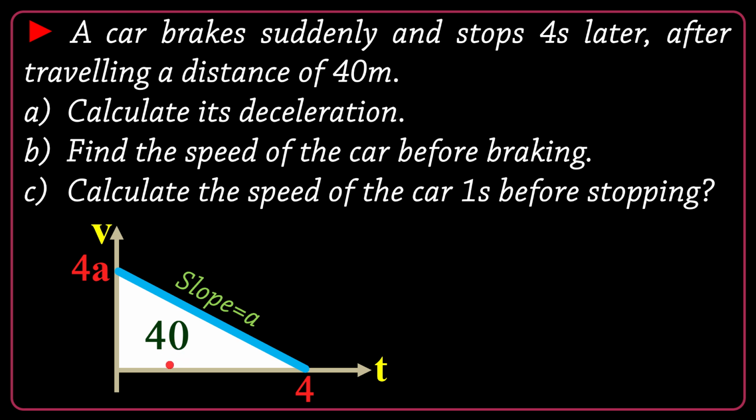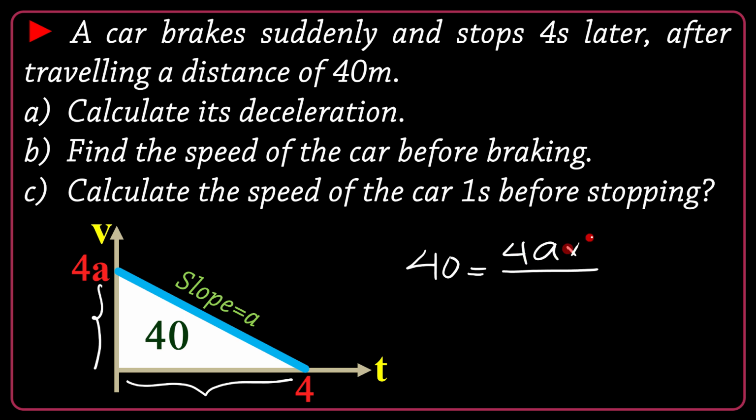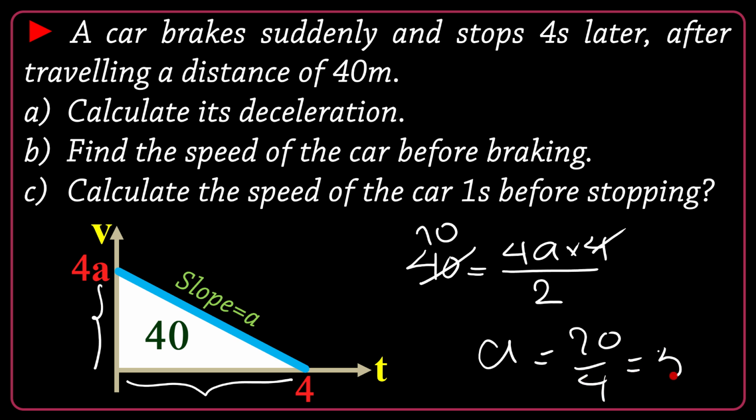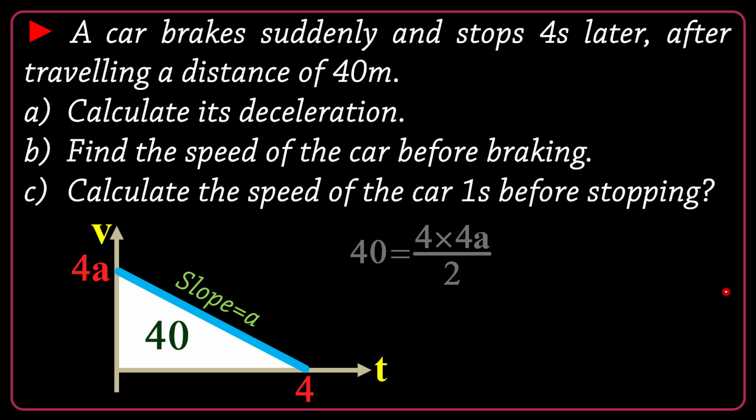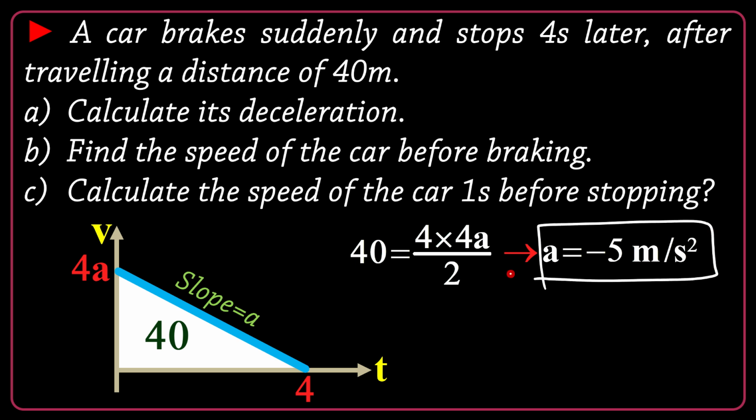Then I use the area under the graph. The area under the graph is 40, and it's a triangle. So 4a is the height times the base, 4, divided by 2. That's all. So 40 equals 8a... acceleration will be 20 over 4, so it's 5. But it will be negative 5 meters per second squared because it's a descending line. Acceleration must be negative, so I will write negative 5 meters per second squared.